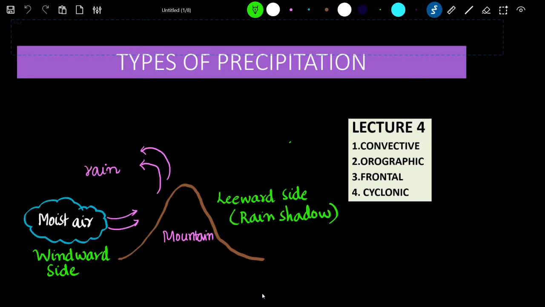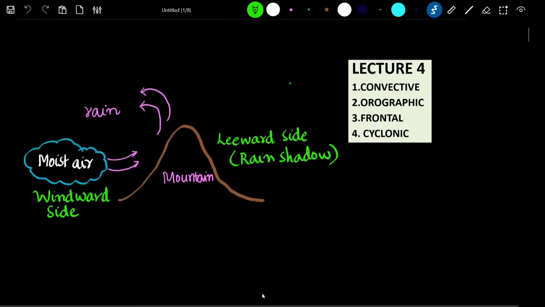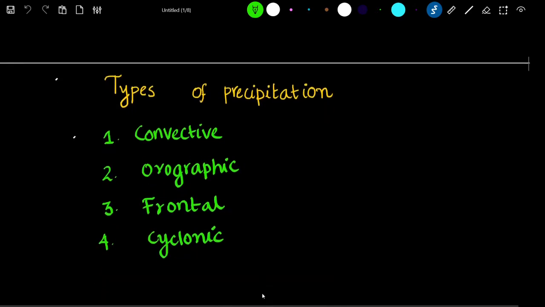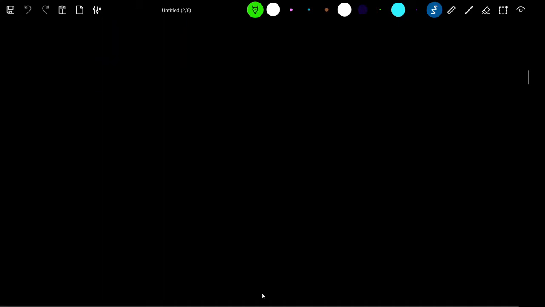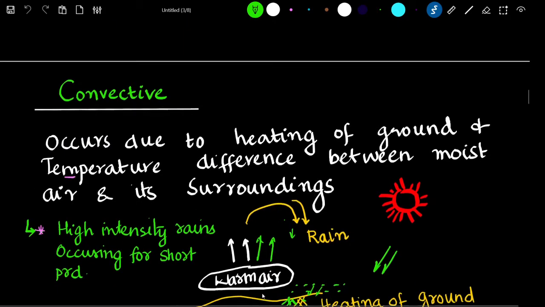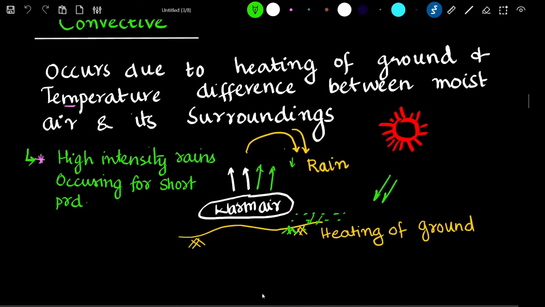So in this session, we'll see a lecture on the types of precipitation. The main types of precipitation can be divided into four in number: convective, orographic, frontal as well as cyclonic. We'll see one by one what each of these kinds of precipitation is about. So first one is the convective precipitation.